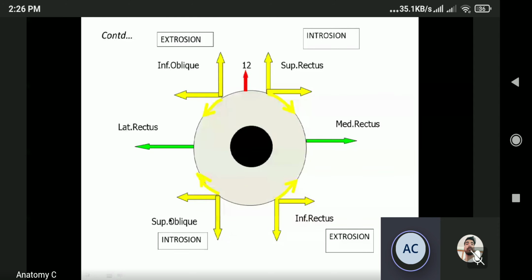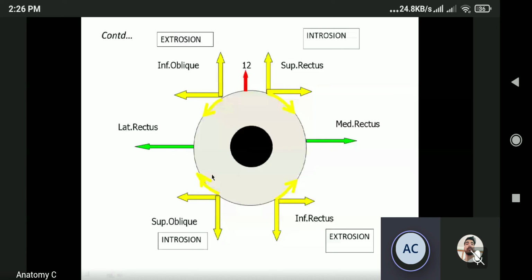Now talking about the superior oblique. What it is doing, look at it. If this is midline, this is away from the midline, so this is abduction. Here it is adduction, this is abduction. Now it is depression and intorsion.